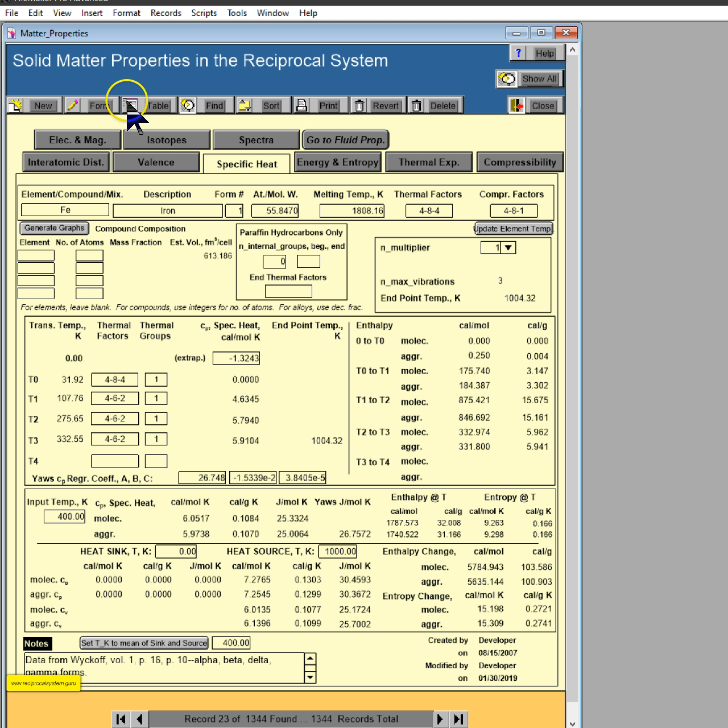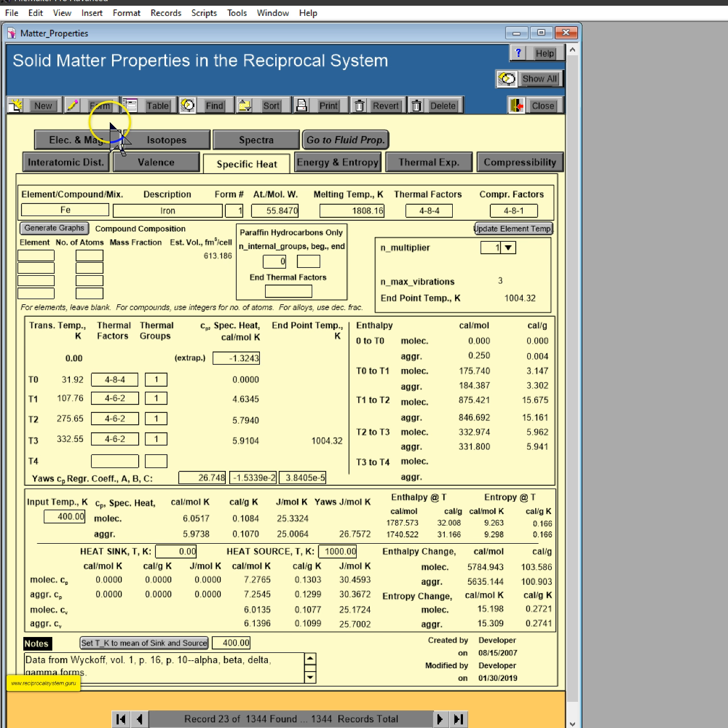Form number is 1. The atomic or molecular weight is here, the melting temperature is here, thermal factors here, and compressibility factors here. Again, you should carefully study Dewey Larson's work, Basic Properties of Matter, to understand the thermal factors and the compressibility factors. If we were dealing with a compound, we could have up to 4 elements here, the number of atoms of each element, and then the program would calculate the mass fraction, estimated volume, and so on.